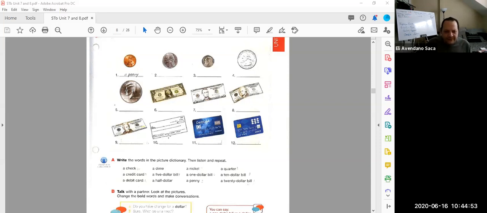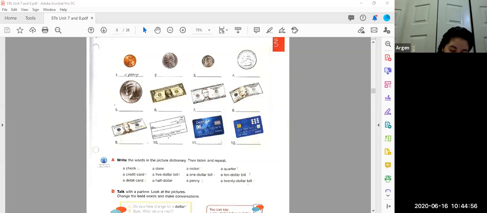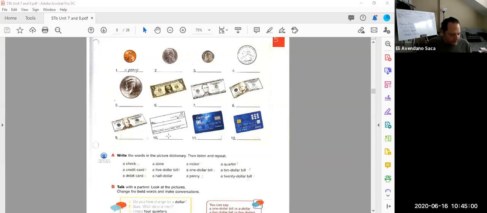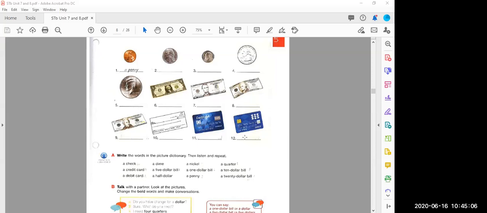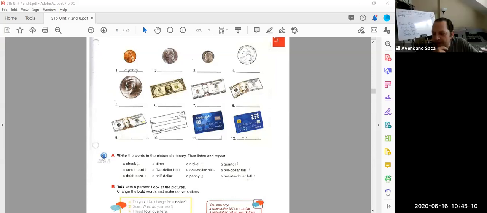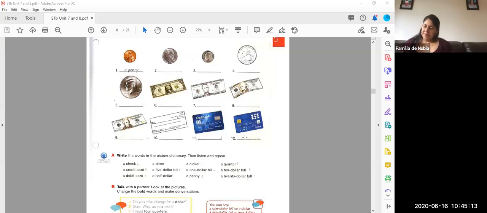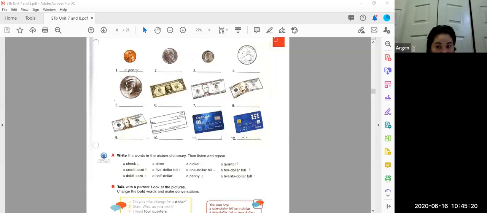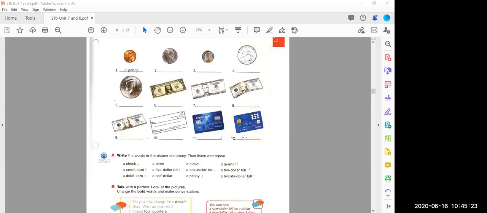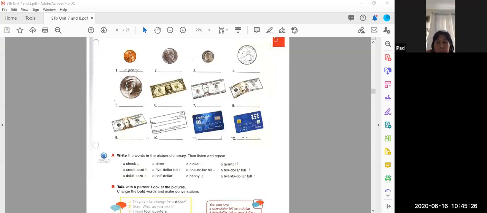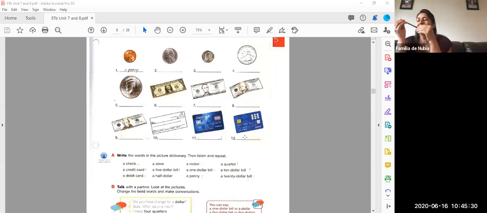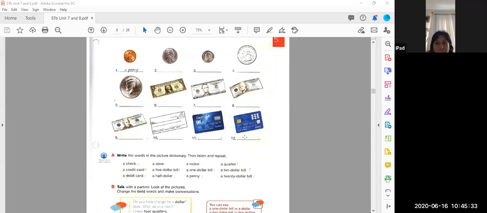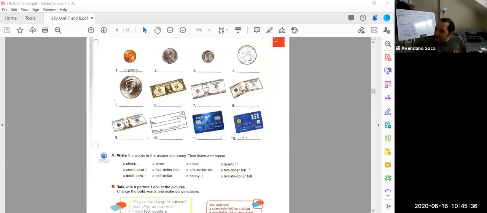So number 10, what is number 10? Check. All right. What is number 11? Credit card. And number 12? Debit card. What is the difference between a credit card and a debit card? Debit card is my money. Credit card is the bank's money. Yeah, so a debit card is your money, usually from your checking account, or it can also be from your savings account.